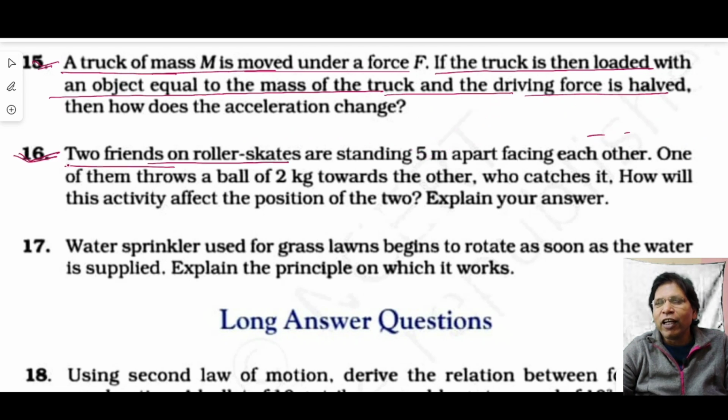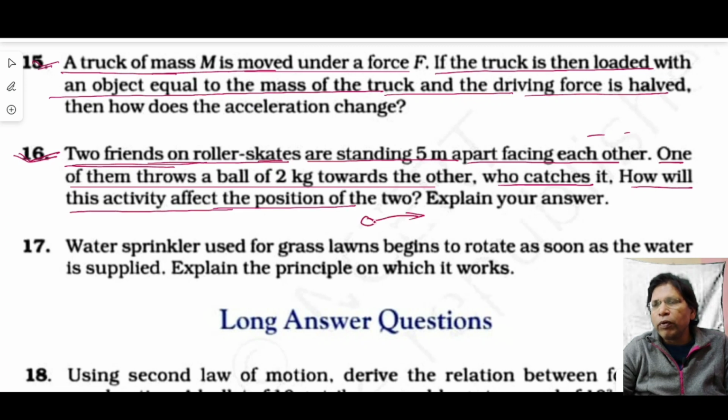Okay. Now two friends on roller skates are standing 5 meters apart facing each other. One of them throws a ball of 2 kg towards the other, who catches it. How will this activity affect the position of the two?